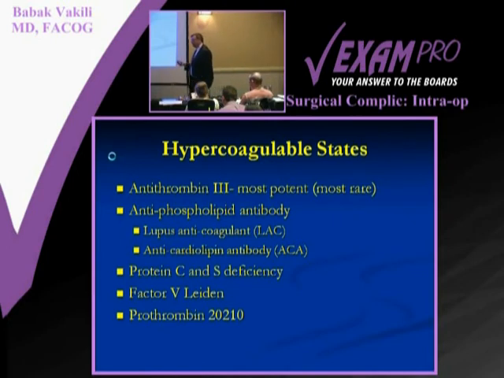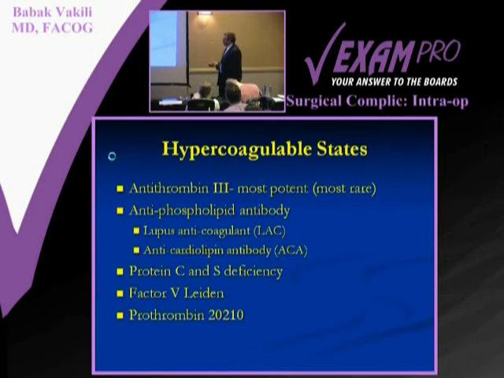This also is a board question. They'll flat out ask. This isn't a vignette question. This is: what is the biggest risk factor for thromboembolic events? Antithrombin 3. Now, I'll tell you, there are hematologists who have never seen this. It is that rare, but it's still the most potent.